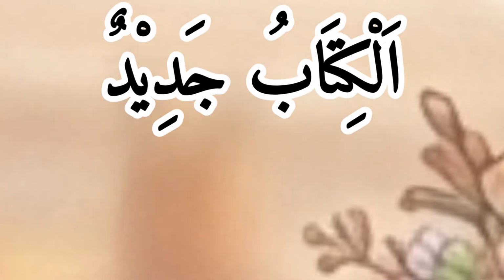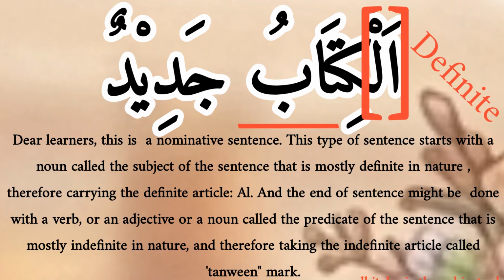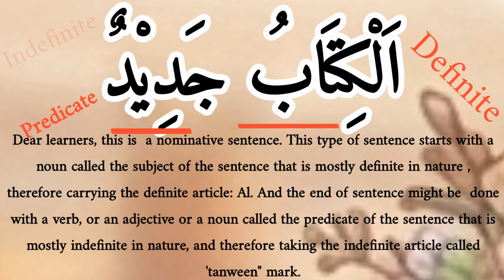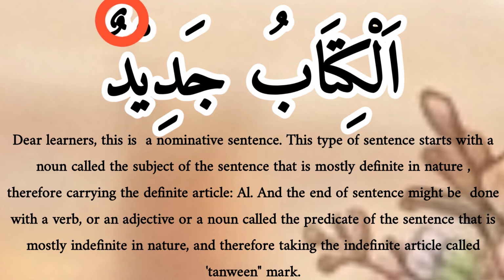For example, الكتاب جديد. Dear learners, this is a nominative sentence. This type of sentence starts with a noun called the subject of the sentence that is mostly definite in nature, therefore carrying the definite article, al. And the end of the sentence might be done with a verb, or an adjective or a noun called the predicate of the sentence that is mostly indefinite in nature, and therefore taking the indefinite article called tanween mark, that is pronounced as جديد.